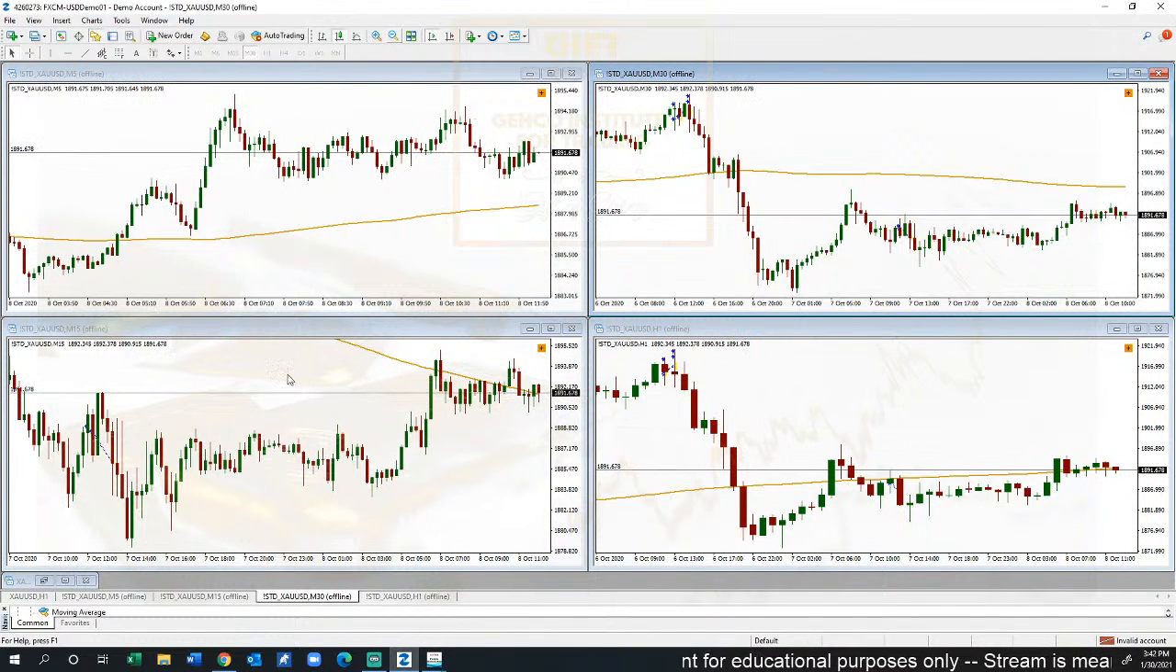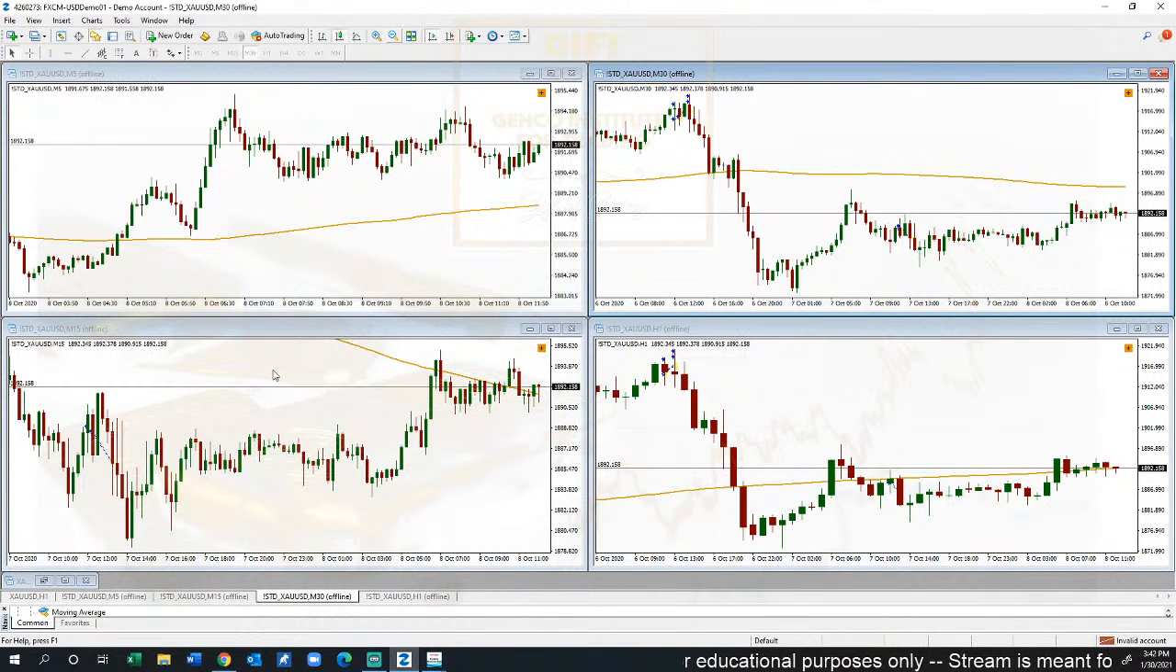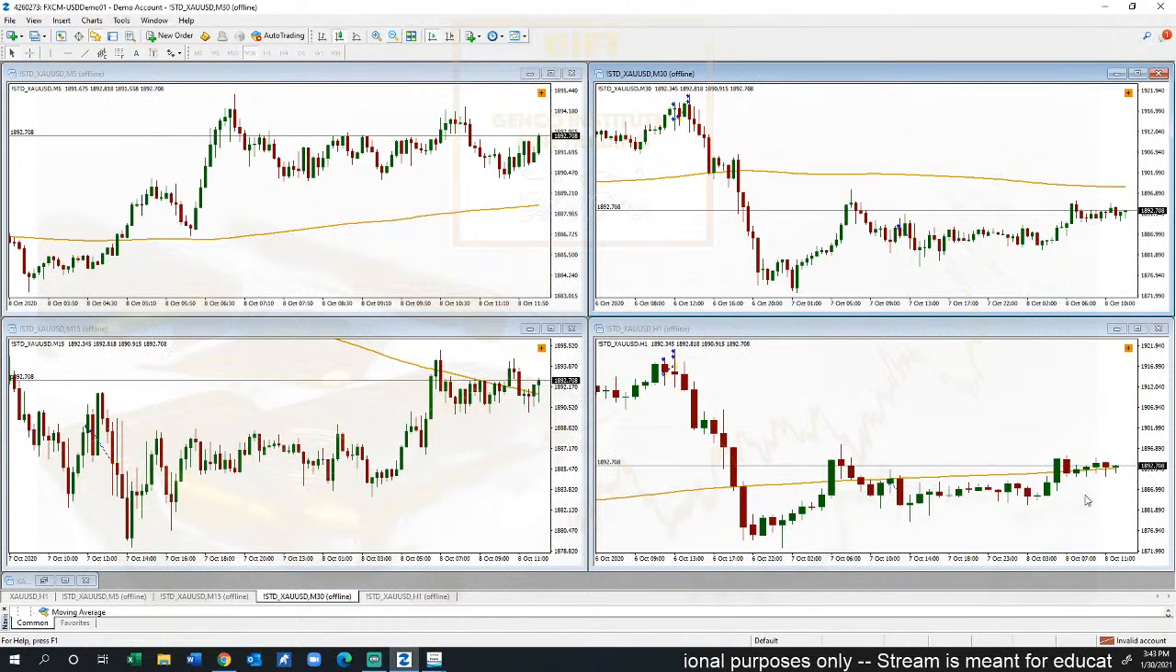Fuck it. Simulation time. Let's go heavy on that short. And if it breaks above, damn, I'll go heavy on that long too. And it seems like it's going on that long side right now.